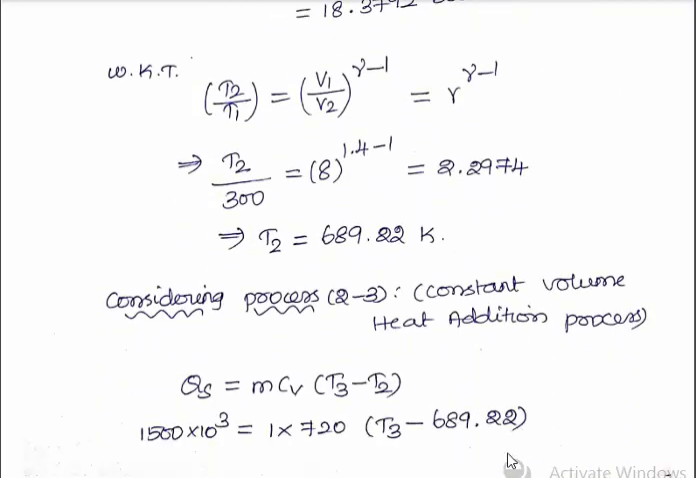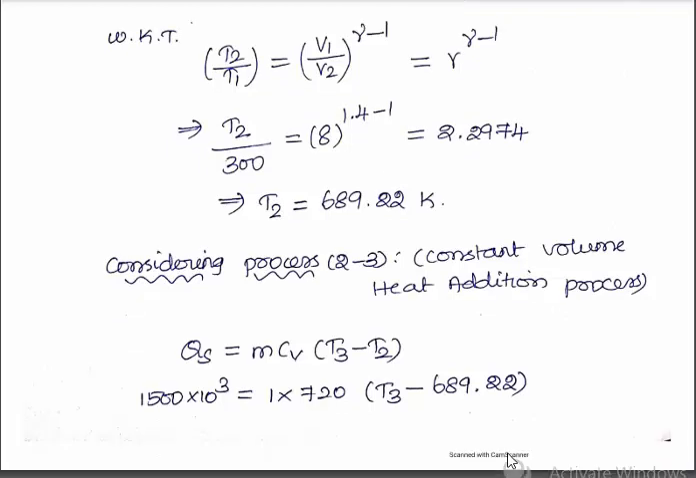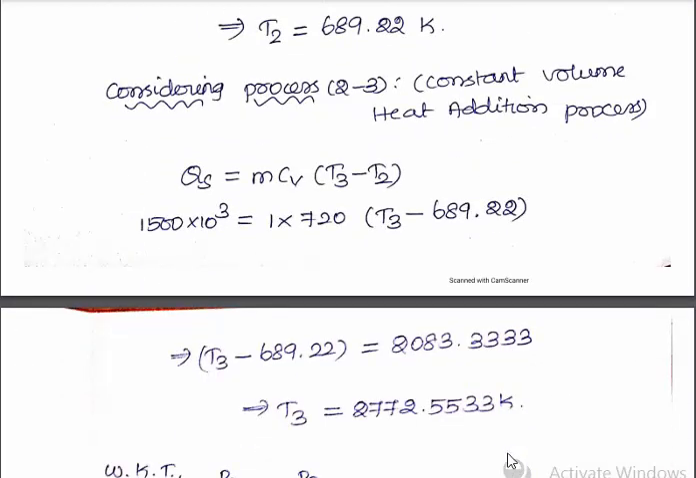So next, by considering process 2 to 3, that is constant volume heat addition process. So heat addition formula theriyum, Qs is equal to m Cv (T3 minus T2). So heat addition oda value per kilogram of air ku kuduthirukkaanga illaya. So adhanala mass value can be considered to be 1 kilogram. So substitute pannom appadinna T3 oda value namakku kidaikkum indha step la irundhu, 2772.5533 Kelvin nu kidaikkum.